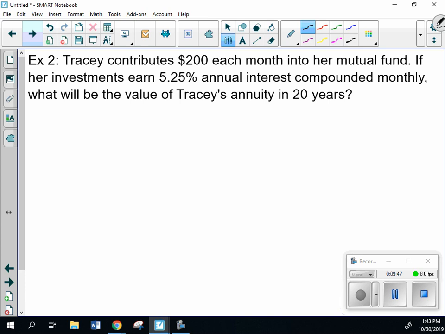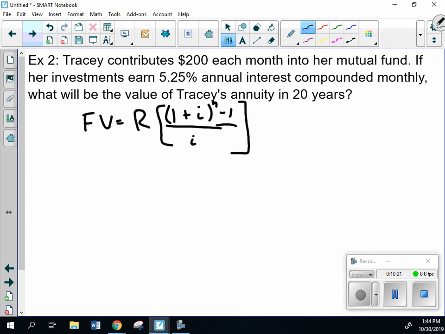So, example 2. Tracy contributes $200 each month into her mutual fund. If her investments earn 5.25% annual interest compounded monthly, what will be the value of Tracy's annuity in 20 years? So, we're talking in 20 years, so we're talking a future value. So we're going to use that formula, and we're going to calculate her annuity in 20 years.